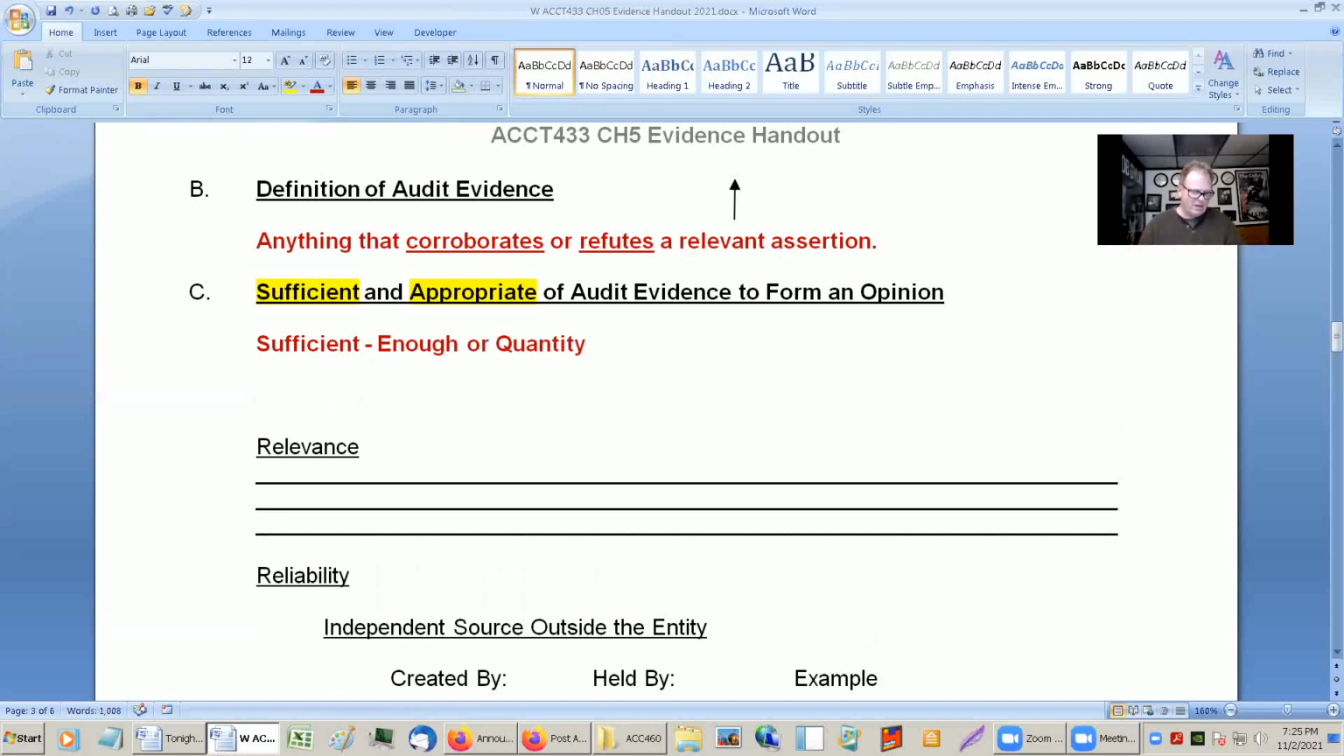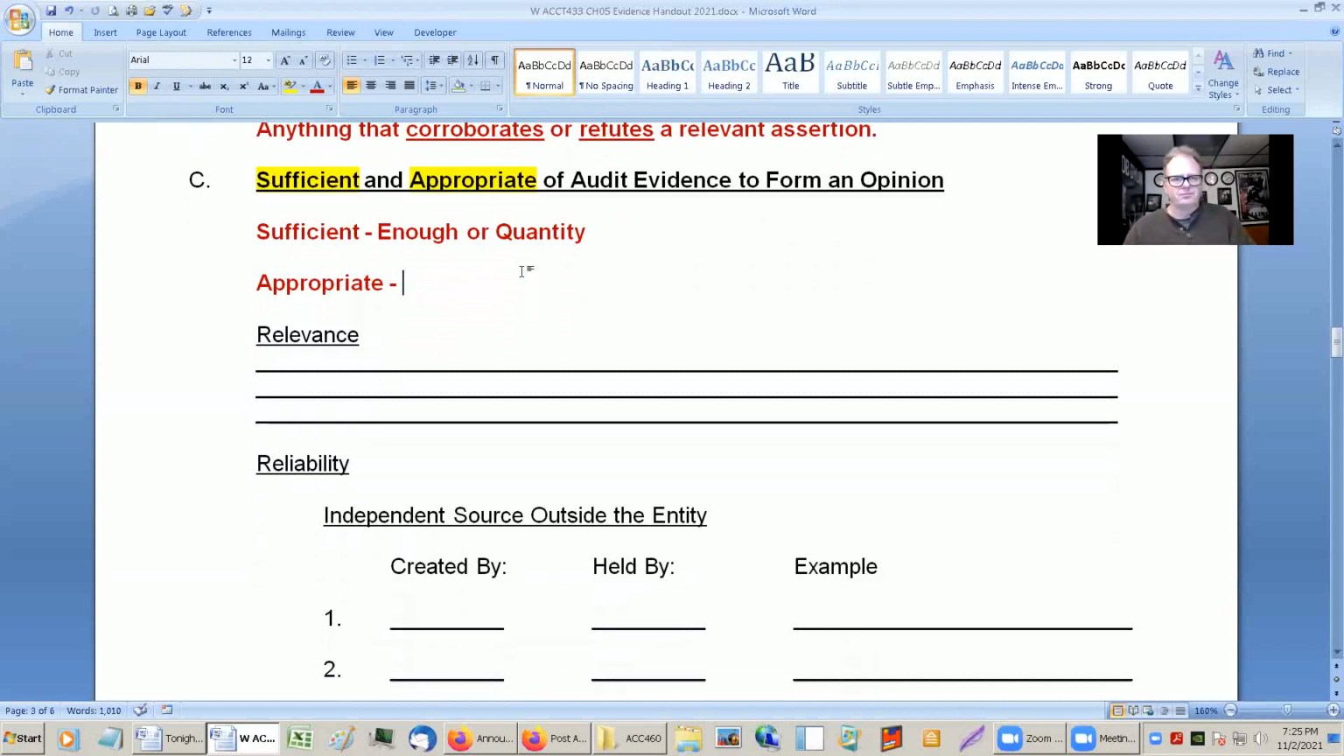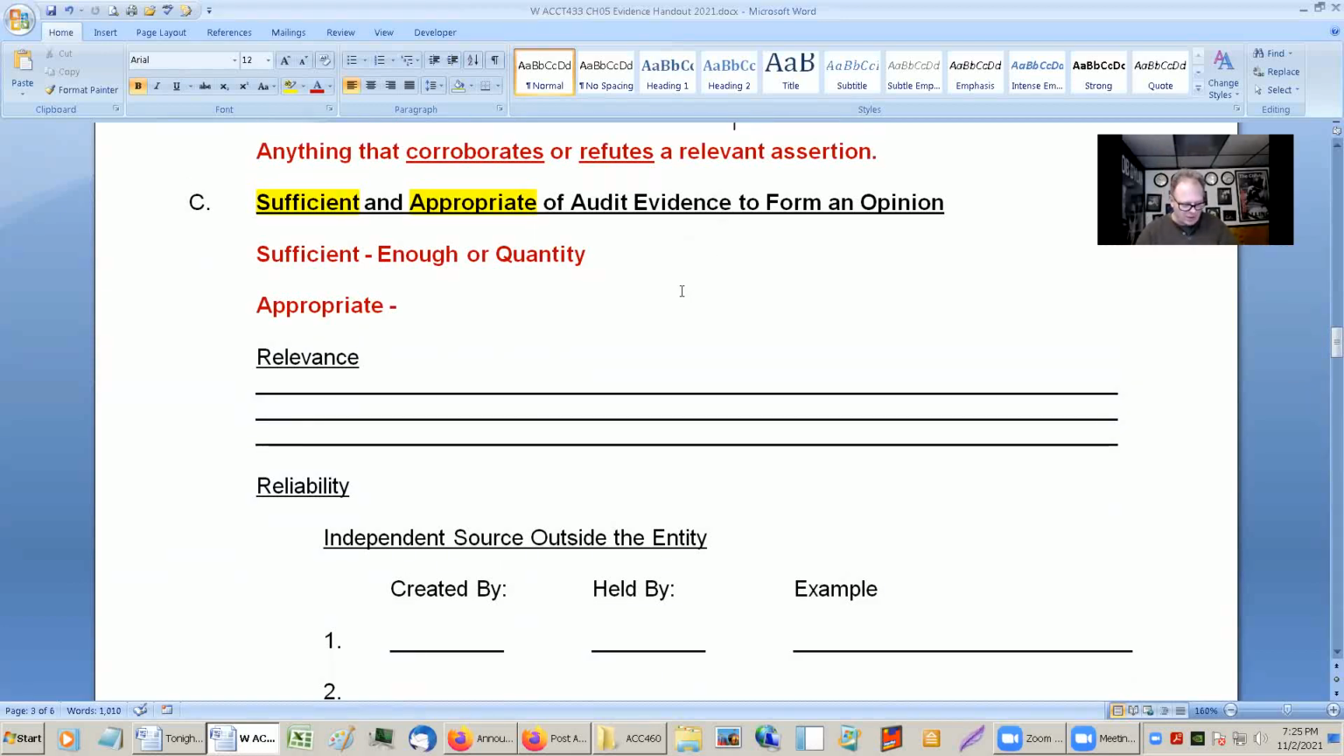And what do you think appropriate means? Relevant. Yeah, that it's relevant. It's sort of a quality.